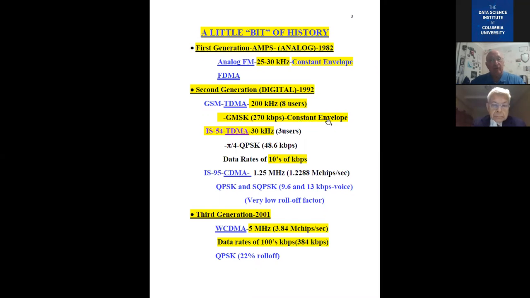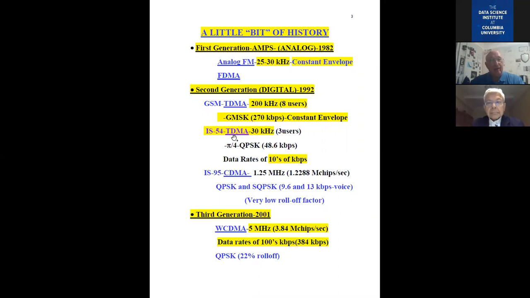Again, one of the reasons for using that is efficient use of battery power. If you're holding the amplifier in your hand as a telephone, you would like to charge up the telephone every month instead of every night. So you'd like to make efficient use of the battery power. Just as a sidelight, the 200 kilohertz was the bandwidth of the signal, and it had 8 users inside 200 kilohertz, so about 25 kilohertz per user, based on TDMA, time division multiple access.